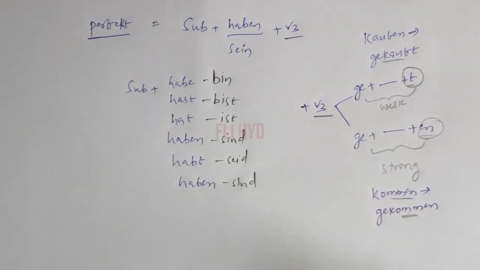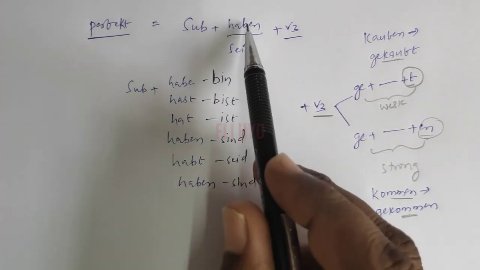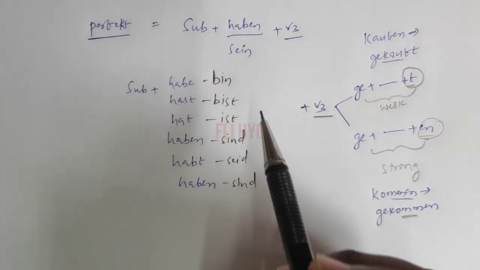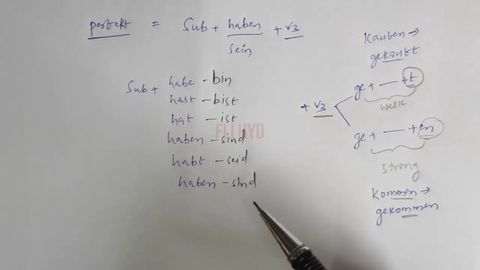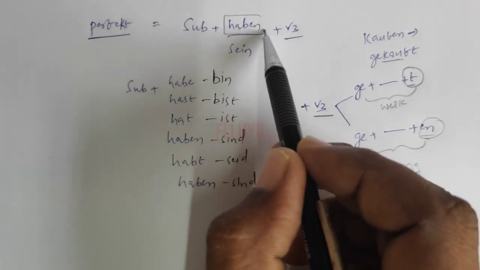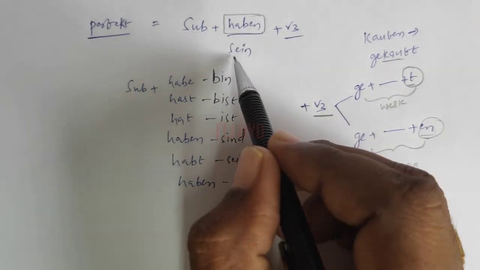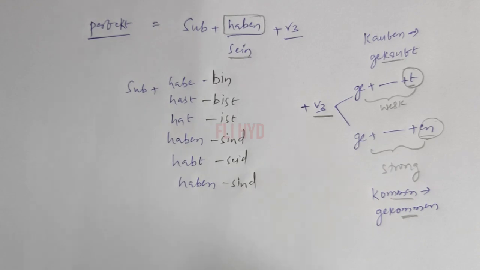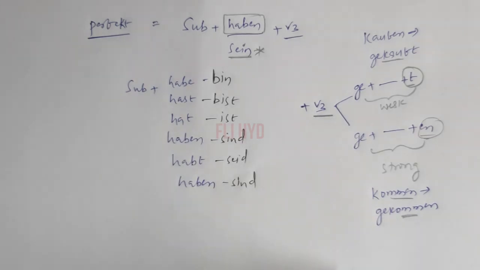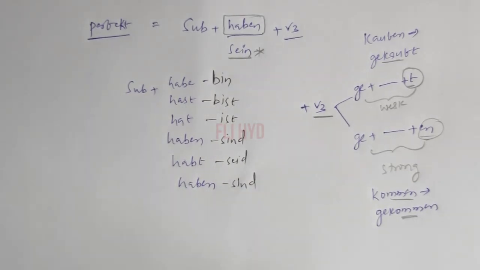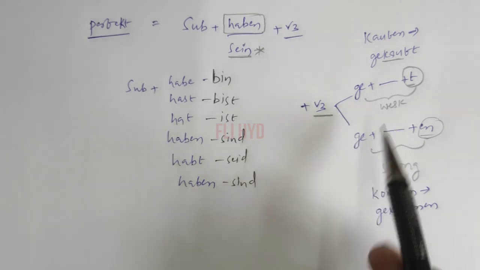Clear? Now, as I explained, Perfekt is subject plus haben oder sein plus V3 form. Most of the verbs, 99.99%, go with haben only. A very few verbs take the sein form. So we have to remember which verbs take sein in Perfekt. I'm keeping a star mark on those verbs that come with sein. In that case, we have to use the sein conjugation with those verbs.